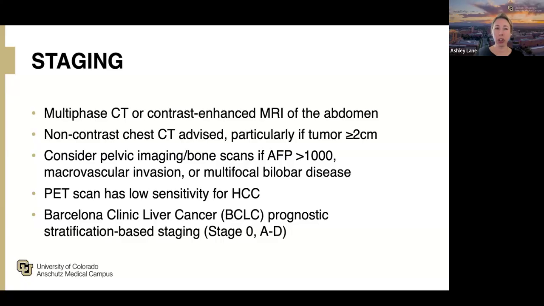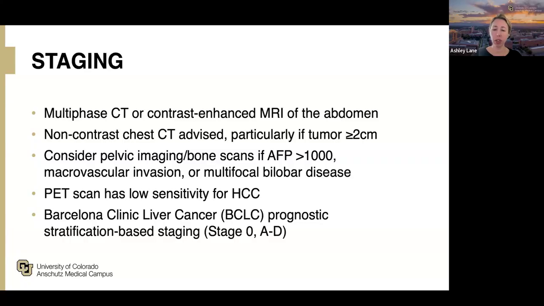Okay, so we have a patient that we've diagnosed HCC in. So what do we do next? How do we stage it to get the ball rolling and managing them? So in addition to good quality imaging of the liver, so CT or MRI, a CT of the chest is generally advised if the tumor is greater than or equal to 2 centimeters, just to make sure there's no metastatic disease. You'll see us sometimes getting other imaging like pelvic imaging or bone scans if the AFP is significantly elevated, looking for extrahepatic disease. PET scans, we generally don't advise or obtain. They have a really low sensitivity for HCC.